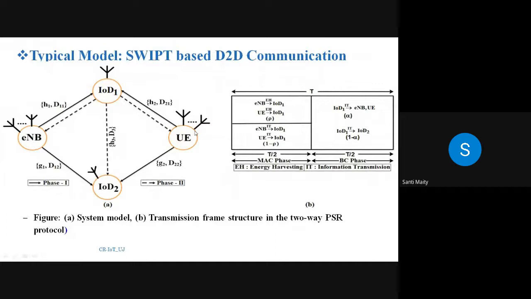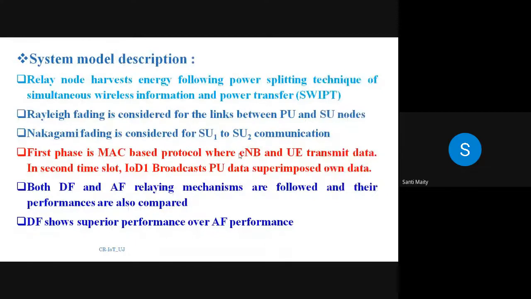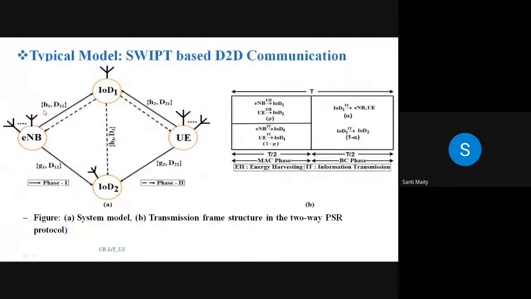This is the licensed spectrum. IoT devices cooperate in their transmission, and in return, they share the spectrum. This mode is called overlay mode. By means of cooperation in licensed user data transmissions, IoT objects have the scope of sharing the spectrum. So the relay nodes harvest energy following the power splitting technique, simultaneous wireless information and power transfer. We consider this as relay fading. I come to the channel characteristics, the physical channel characteristics. Since there is no direct path, we consider it a relay fading channel.